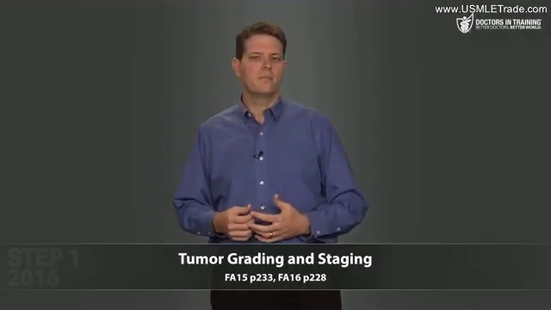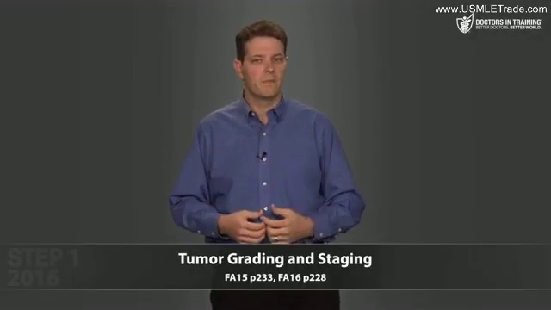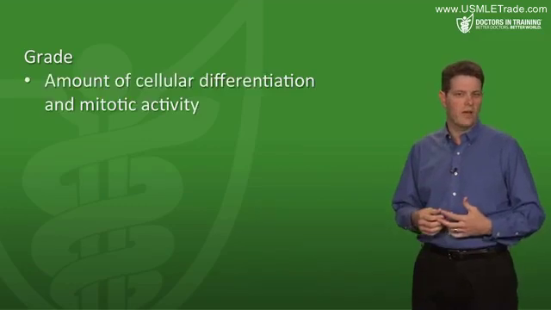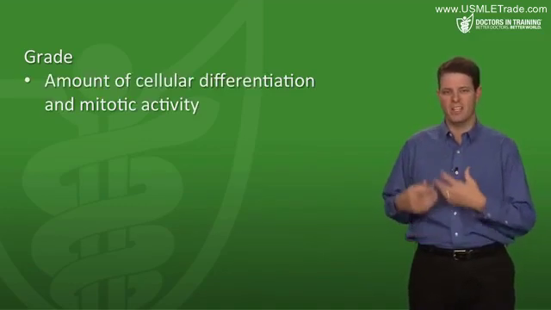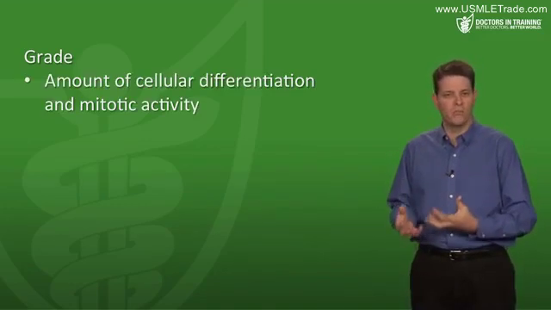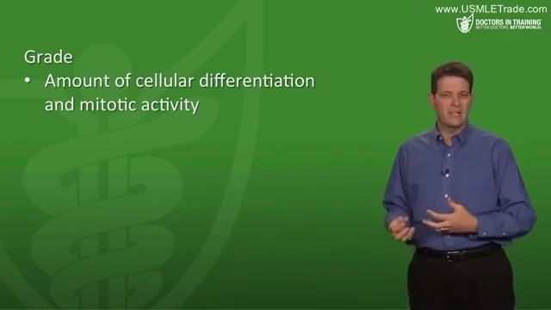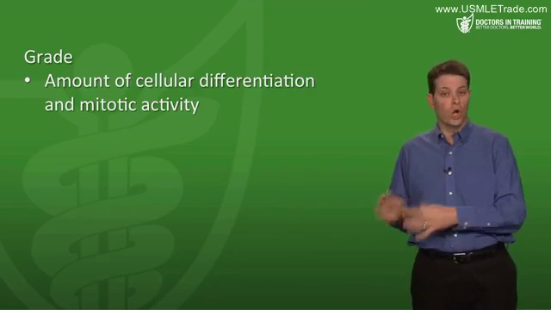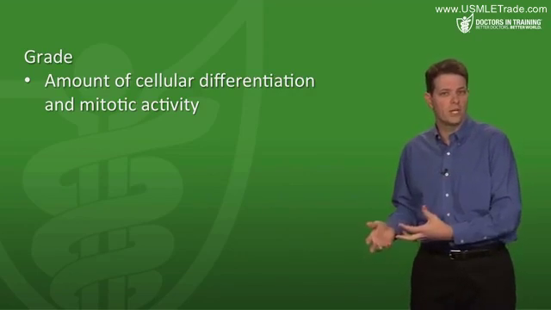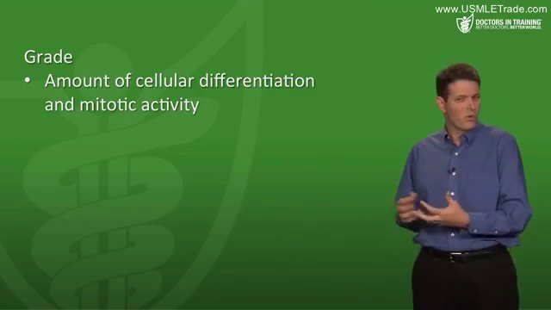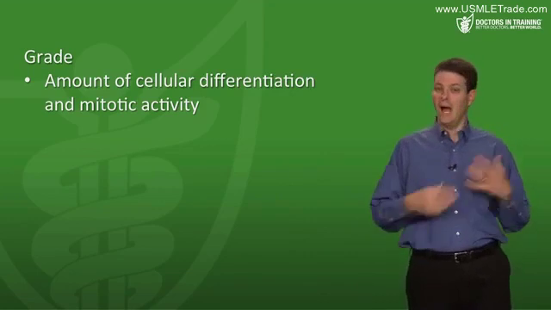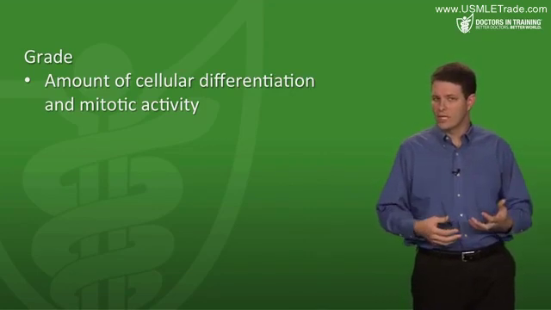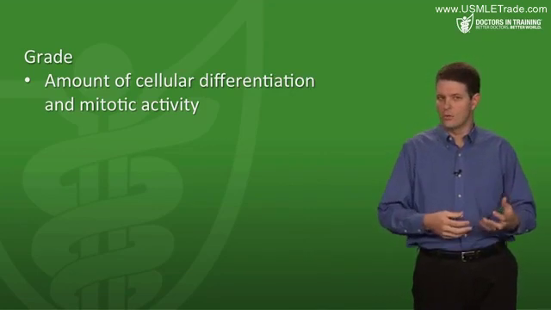Next, let's talk about the concept of tumor grading and staging. Grade is a description of how much cellular differentiation and mitotic activity the tumor cells show microscopically. So grading is done by the pathologist, looking at the tissue sample under the microscope. Low grade means there's more differentiation because the cells still resemble more or less normal cells. But high grade means there's less differentiation as those cells become less normal.